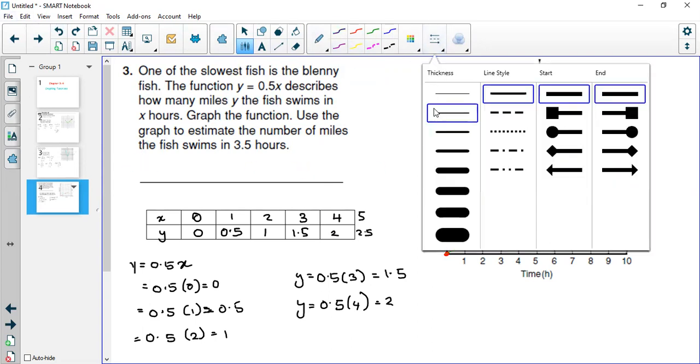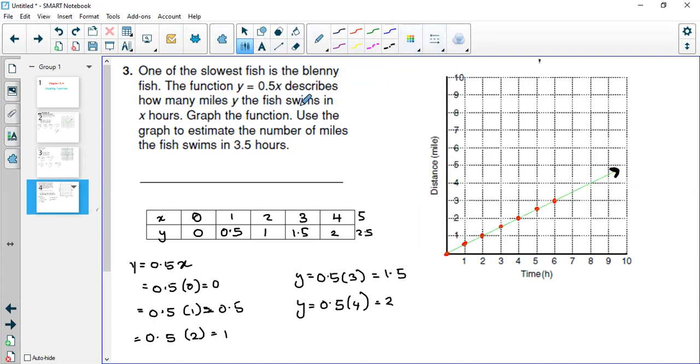So here again, the question did not end there. They said, use the graph to estimate the number of miles the fish swims in 3.5 hours. So we are going to find out how much distance the fish swam in 3.5 hours using the graph. This is the time, so 3.5 hours is on the x-axis. Where is 3.5? Between 3 and 4.